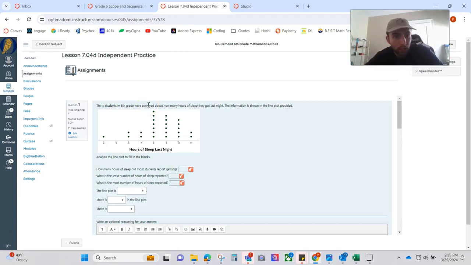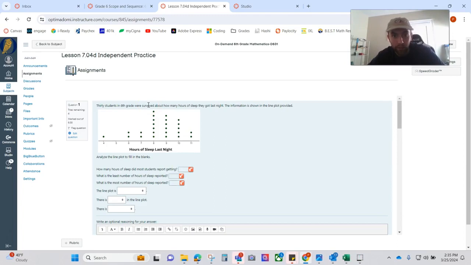Question 1. 30 students in 6th grade were surveyed about how many hours of sleep they got last night. The information is shown on the line plot provided: hours of sleep, 4, 5, 6, 7. Analyze the line plot to fill in the blanks.